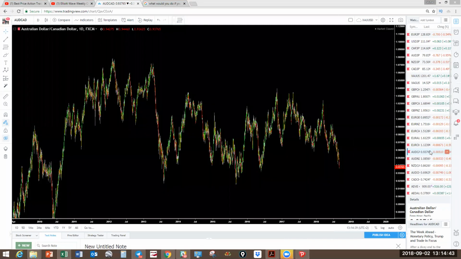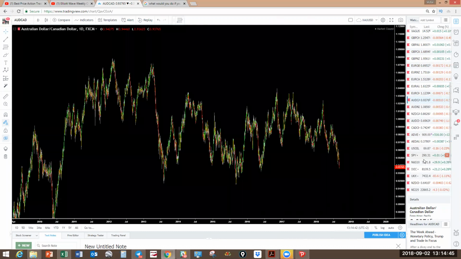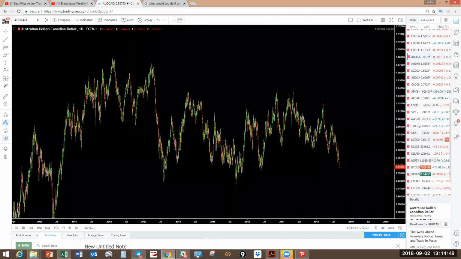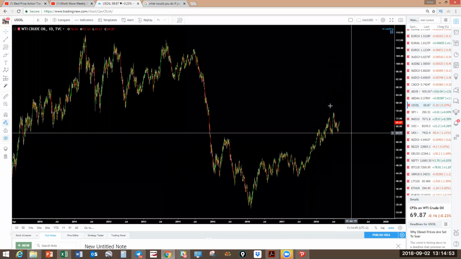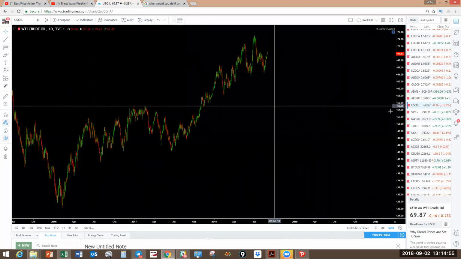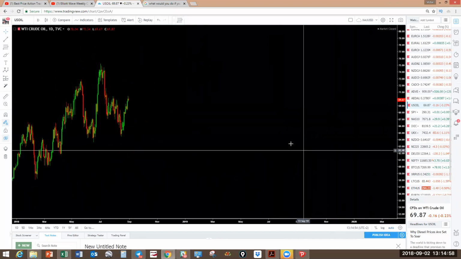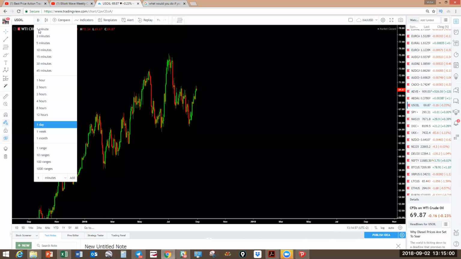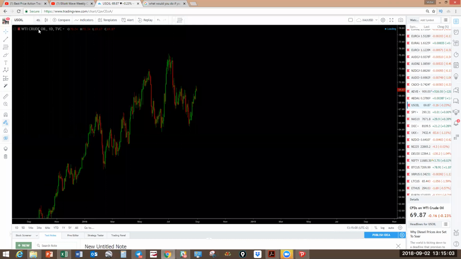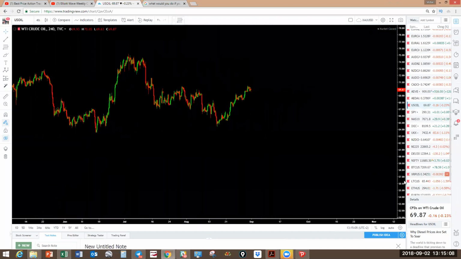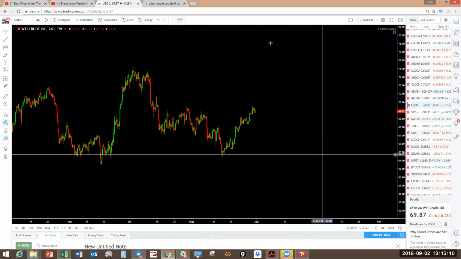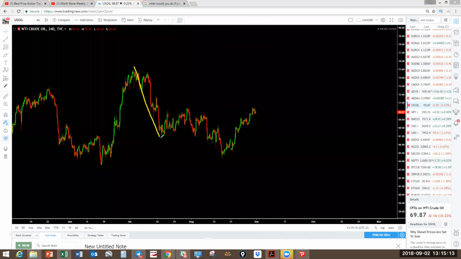Now let's look at oil. Okay, so now check how we looked at oil for the last couple of days. I'm going to go into the 4-hour. Oil has made a clear 5-wave move to the downside, and we identified this 5 waves after it has played out. We're expecting that we're going to get an ABC move to the downside.